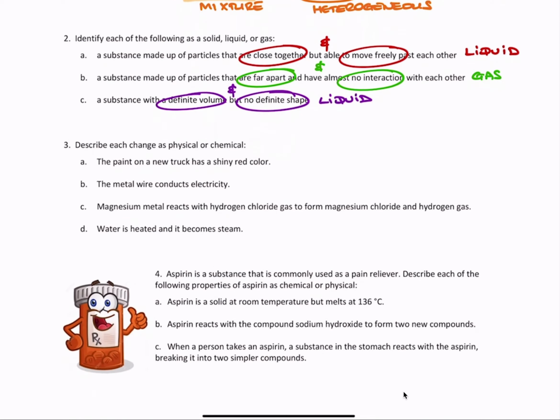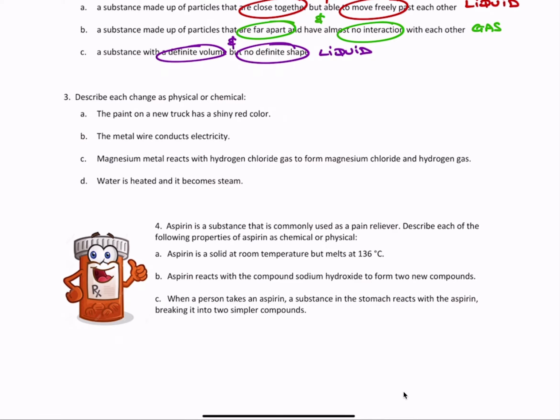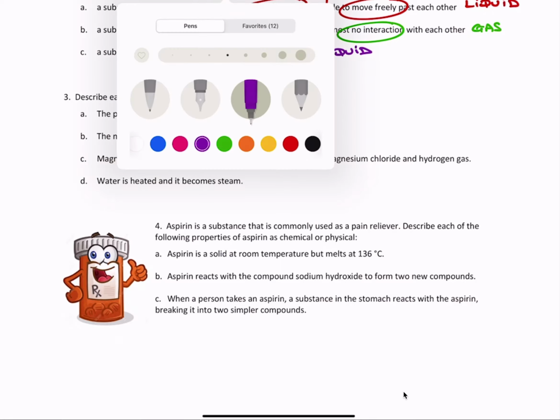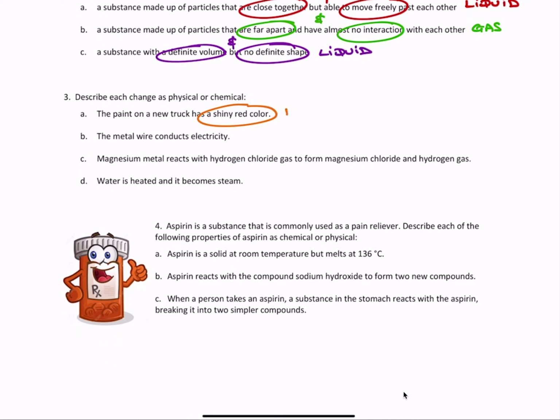Problem 3. Describe each change as physical or chemical. A. The paint on a new truck has a shiny red color. Here, there's no idea of anything that is changing. Therefore, it's just a fact. The paint of the truck is actually a shiny red color. So we're stating the fact. The color, smell, taste, all of these are classified as physical properties. So here, the fact that the truck has a shiny red color, it's physical.